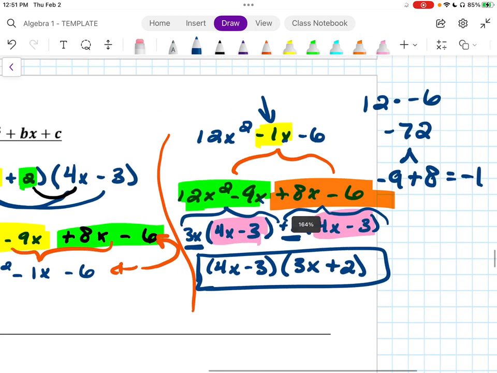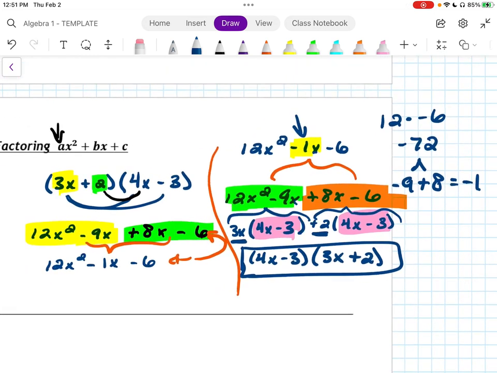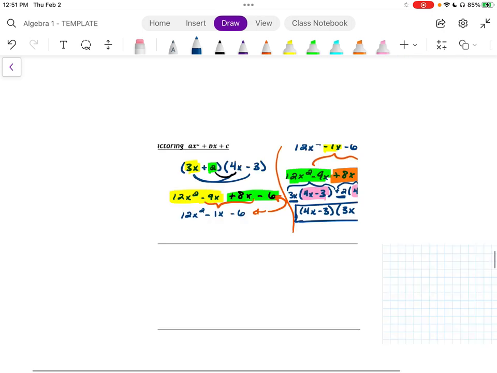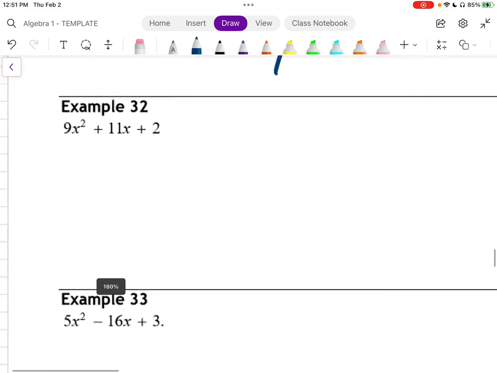And that's my answer. That is what we started with, right? Yep, I wrote it backwards, but that is what we started with. So right there, that's the process that we're going to be doing. And let's look at example 32, and maybe as we do some of these, they'll click more.